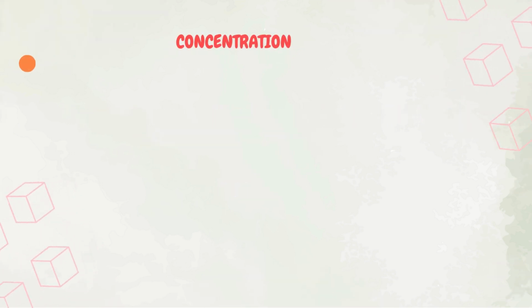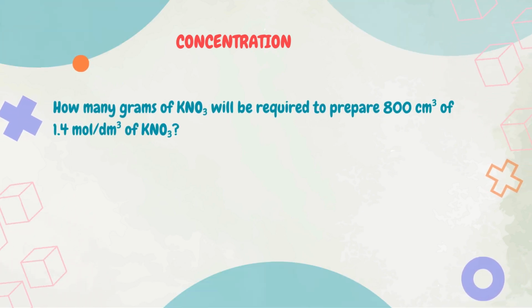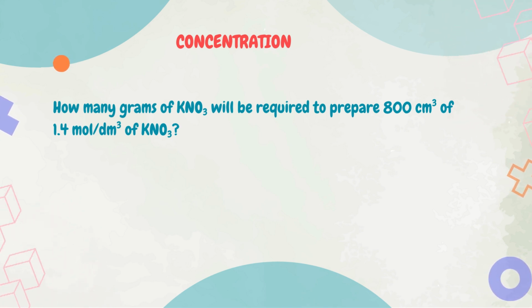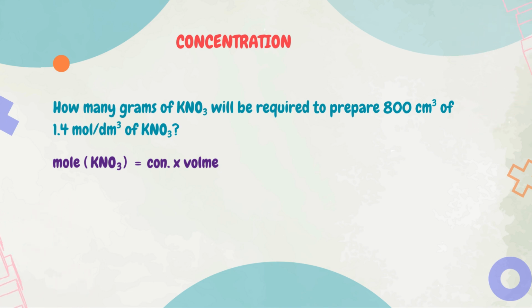The final example: how many grams of potassium nitrate will be required to prepare 800 centimeters cubed of 1.4 mole per decimeter cubed of potassium nitrate? To find the mass of potassium nitrate, we need to find the moles. Moles of potassium nitrate is equal to molar concentration times volume of solution. The molar concentration is 1.4, and the volume of solution given is 800 centimeters cubed. This has to be converted to decimeters cubed by dividing by 1,000, and it becomes 0.8. 1.4 times 0.8 gives 1.12 moles of potassium nitrate.